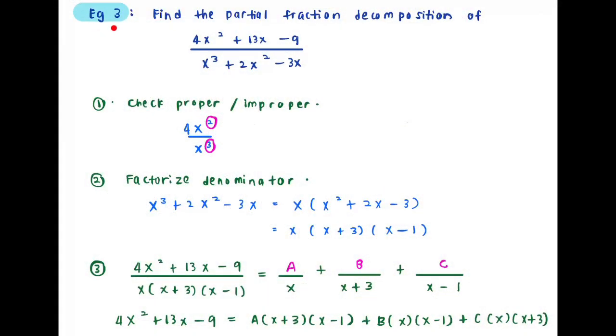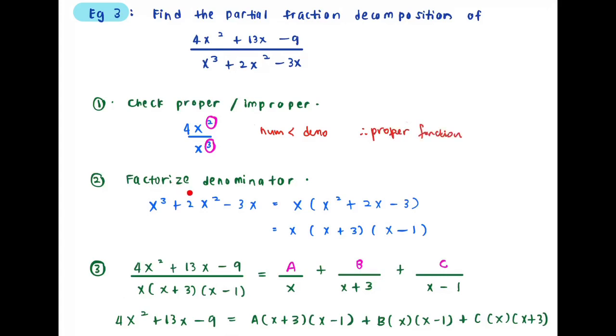Continue with example 3. Find the partial fraction decomposition for this function here. So first of all, let's check whether this function is a proper or improper function. You can see that the highest power for the numerator is 2, the highest power for the denominator is 3, meaning that the power of the numerator is less than the power of the denominator. Therefore, this is a proper function.